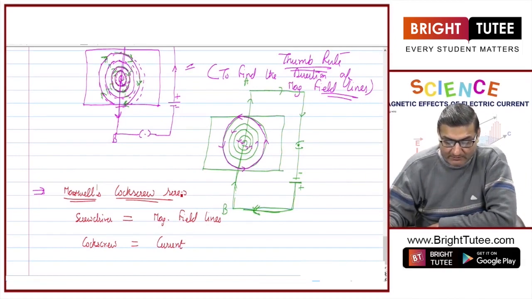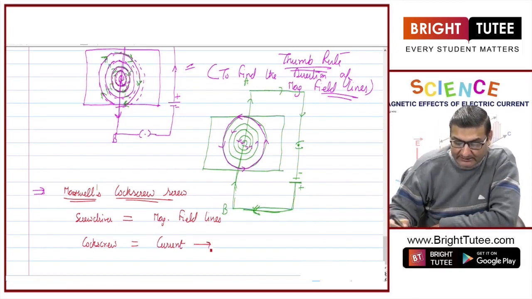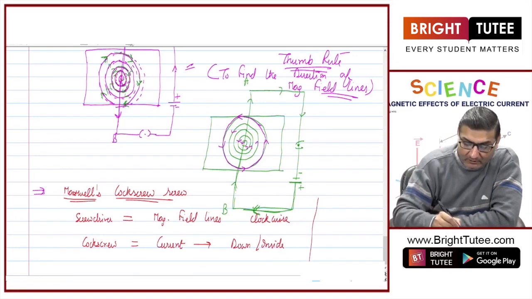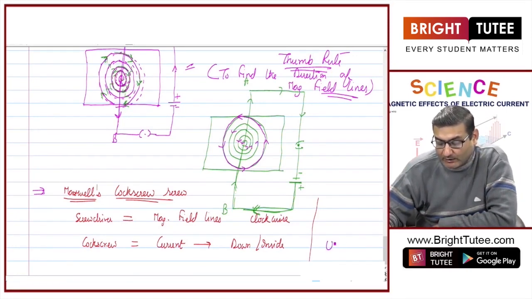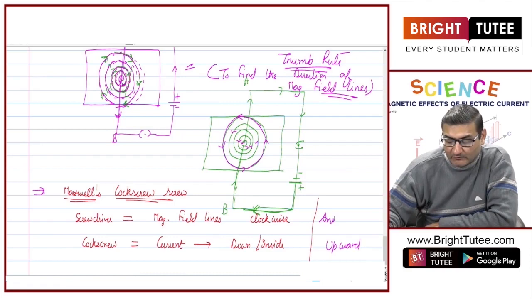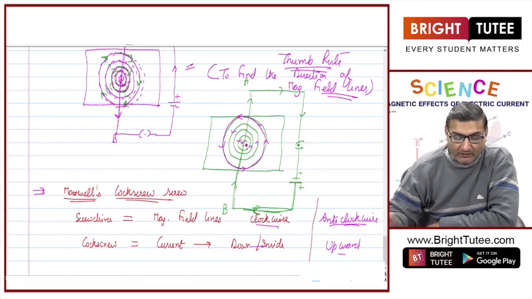If I go as per the corkscrew rule, if the current is going down or inside, in that case the magnetic field lines, what were they? Clockwise, right? And if the corkscrew has to be brought upward, in that case the magnetic field lines, which were represented by the screwdriver, have to be moved anti-clockwise. This is the same result as we have got here.